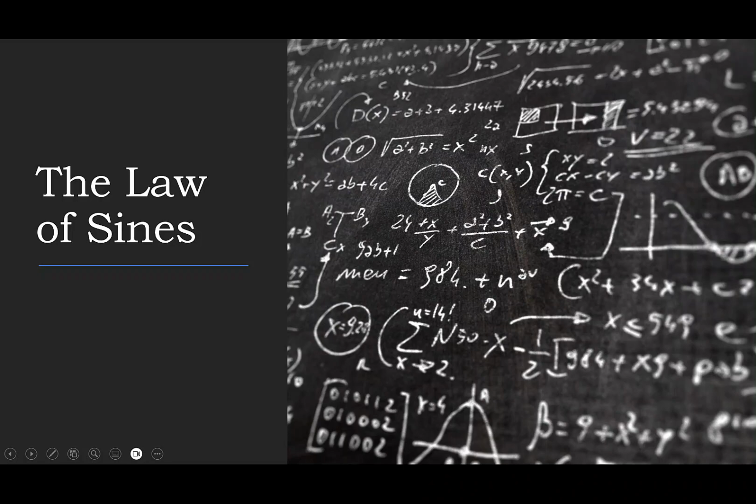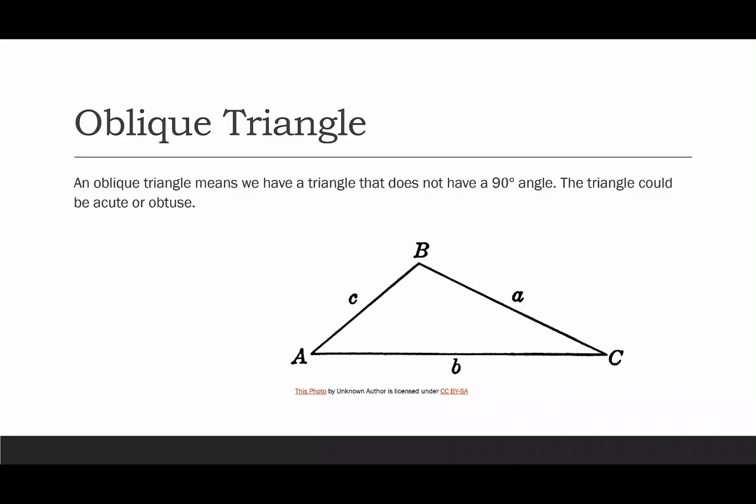Hi everybody, today we have our first video about the law of sines. The law of sines helps us solve oblique triangles. An oblique triangle means we have a triangle that does not have a 90-degree angle. This means the triangle could be acute or it could be obtuse.